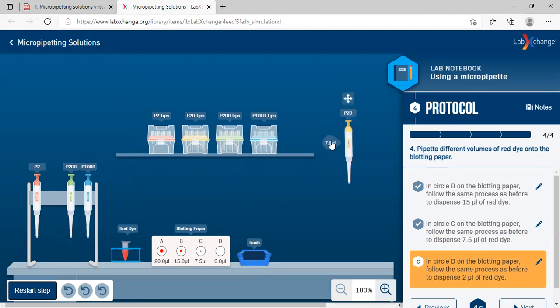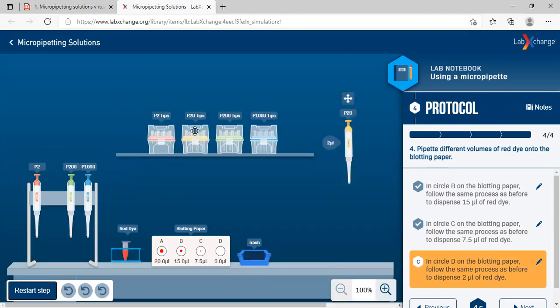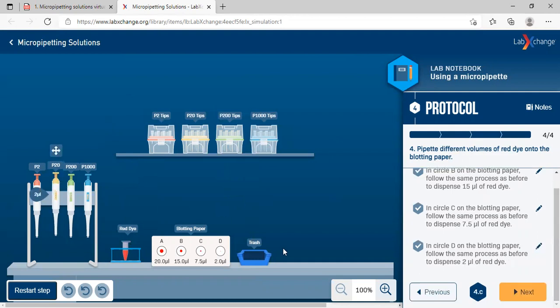Now it says 2 microliters. Open the tip box, take another tip, close it. Got the red dye, aspirate to the first stop. Close it. Put it here. Dispense it and then dump the tip. Put the micropipette back. Yeah, that's basically it.